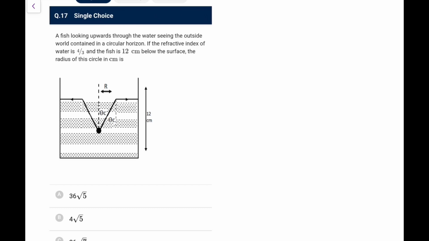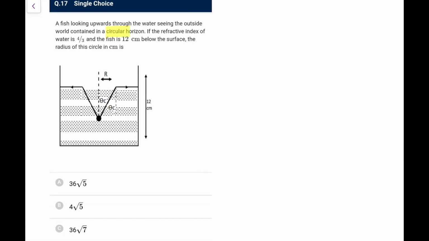Now next, a fish looking through the water sees the outside world contained in a circular horizon. If the refractive index is 4/3, the fish is 12 centimeter below the surface. The figure is not right. The radius of the circle in centimeter is?